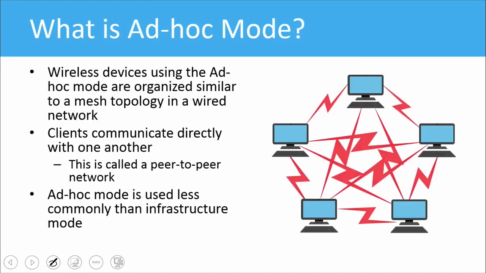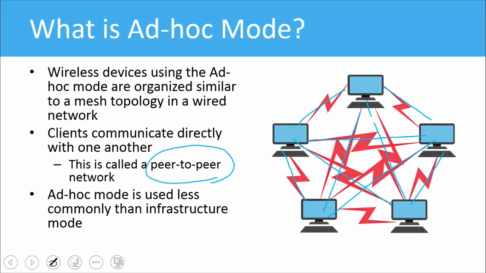Ad hoc mode is where devices are organized in something similar to a mesh topology. If you recall from when we were talking about the mesh topology, every single device is connected to every other device in the topology, right? And of course, those red lightning bolts resemble wireless communication. Clients communicate directly with each other, and so this is an example of a peer-to-peer network like we had talked about previously. Ad hoc mode is used less commonly than our next mode, which is infrastructure mode.